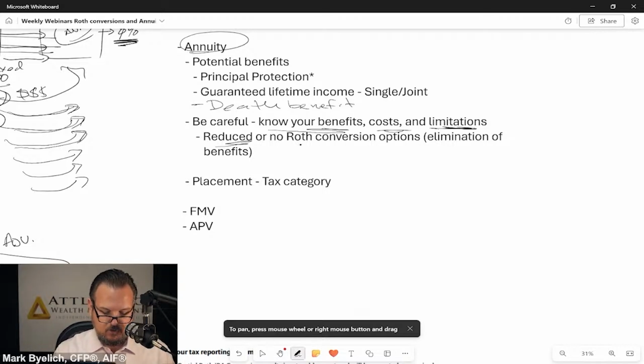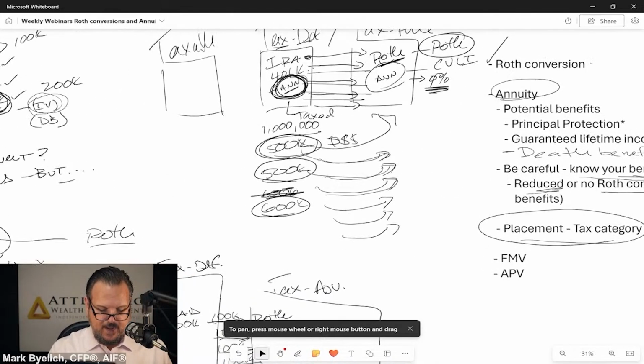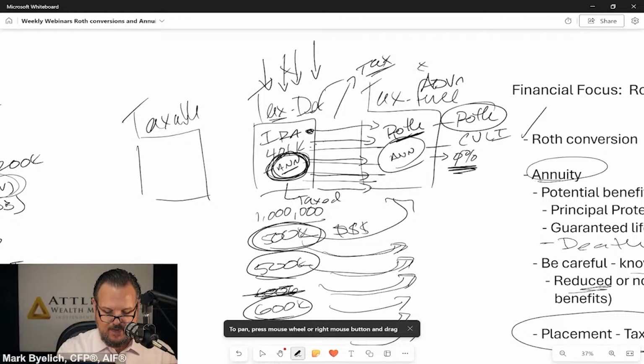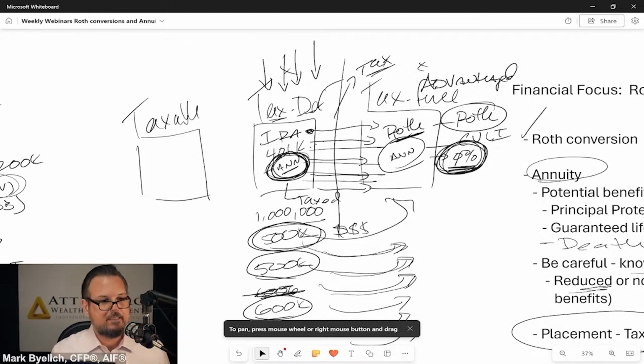Pay attention to reduced or no Roth conversion options, elimination of benefits. And we want the proper placement. So the proper placement, I believe, let's go back to this. If we're talking about guaranteed lifetime income, if we're talking about tax efficient growth, where do you want those investments to lie? You want them to be in the tax-free, tax-advantaged side of the ledger, right? So any guaranteed income, lifetime income, ideally you want to be at zero tax there. So this is number one best place for your annuities to live, the tax-advantaged or tax-free side.